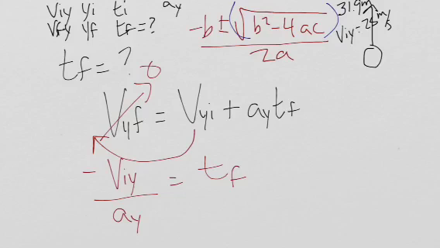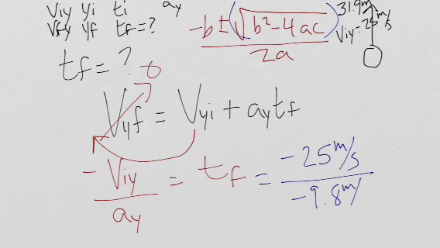So if we plug this in, what do we get? Negative 25 meters per second over negative 9.8 meters per second squared. Oh, look at these units. Meters cancel out. This second cancels out, and I'm left with seconds. That's what I want. So T final ends up being 2.55 seconds.